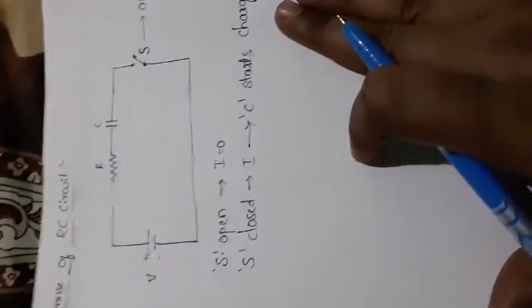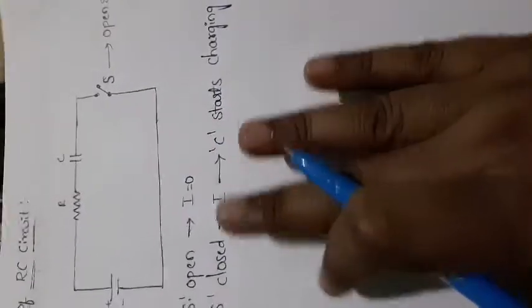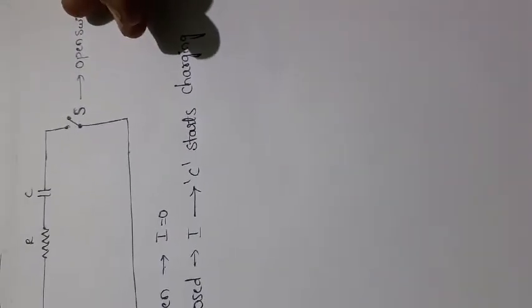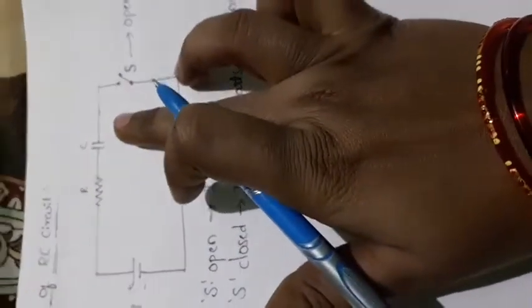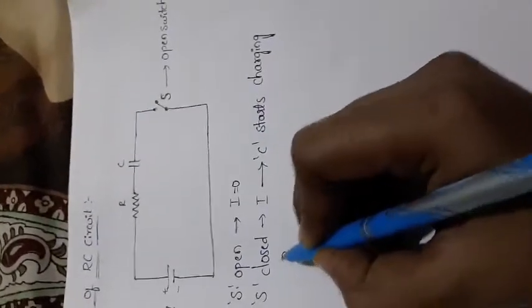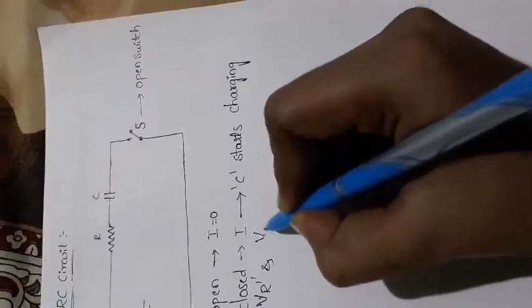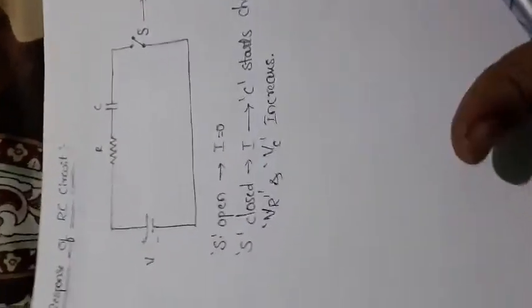This is a major point. When the switch is in closed path, the current flows through the whole circuit and the capacitor starts charging. That means it will reach the peak level. In that case the voltage across the resistor and the voltage across the capacitor both will increase. This is the growth of current.